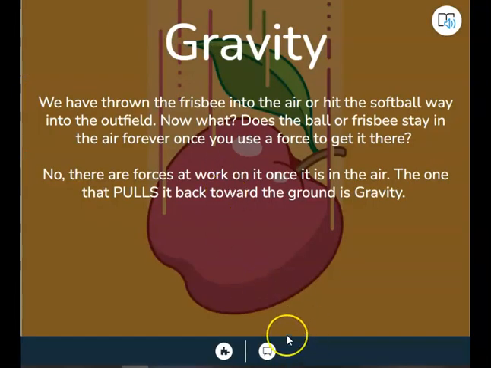All right, so we've had time to take our notes on gravity, which is a force that pulls things toward the earth. It's also an invisible force that pulls things toward each other. Again, gravity is going to affect the motion of an object.